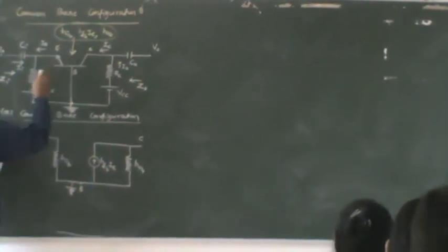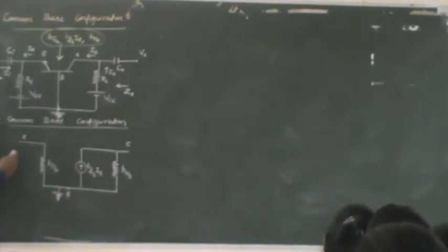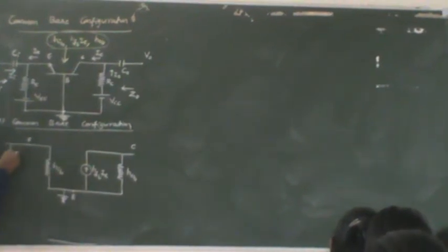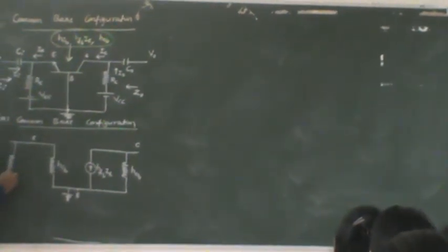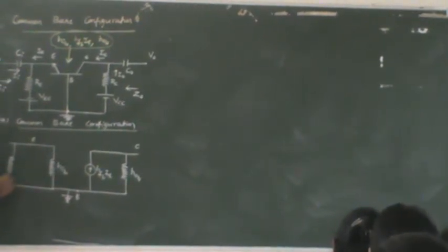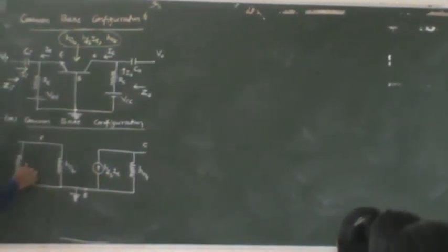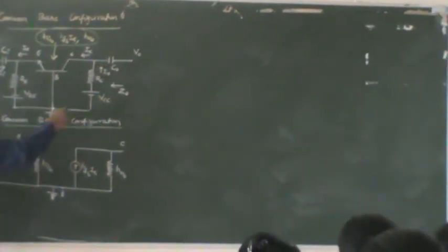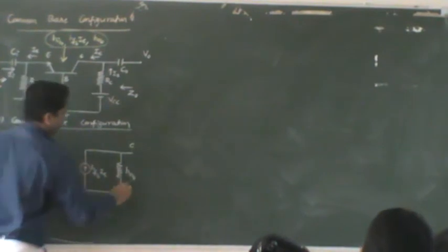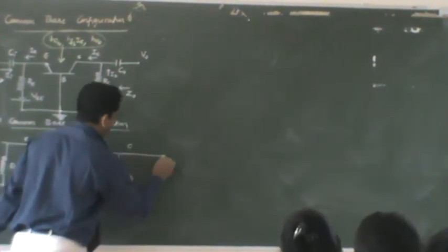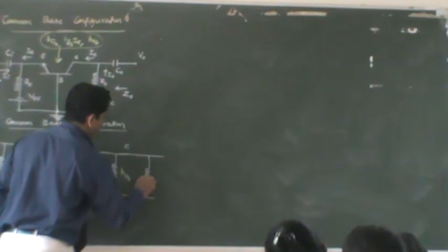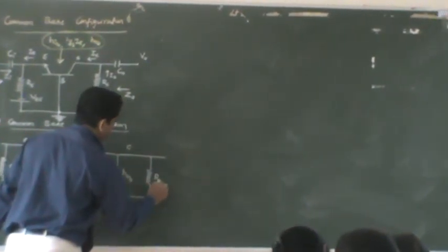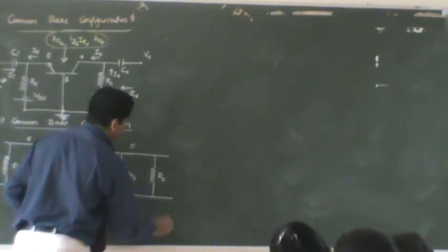So there is a resistor between emitter and ground. Between emitter and ground there must be a resistor, which I call RE. And there is also a resistor between collector and ground, which I show here. Between the collector and ground there is a resistor RC.